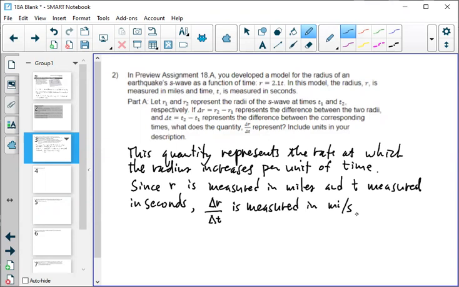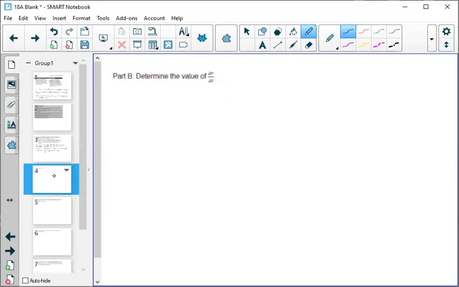Next screen. Part B, it says determine the value of delta R over delta T. Well, we could write delta R over delta T is equal to 2.1 miles per second.